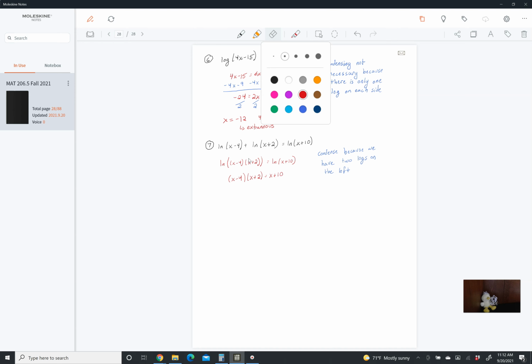So x minus 4 times x plus 2 is x squared minus 2x minus 8 is equal to x plus 10. This is quadratic because we have a square. So we're going to subtract x and subtract 10 from both sides.